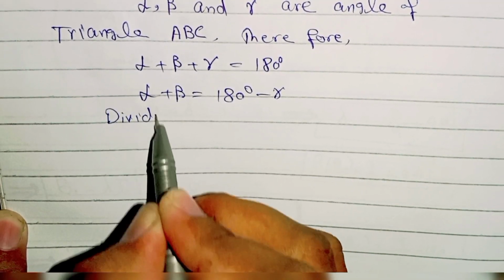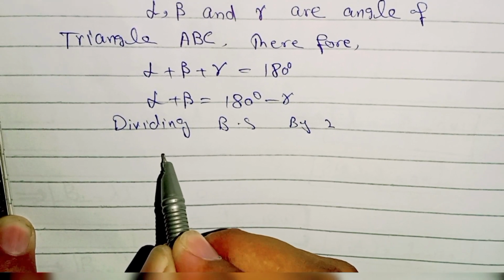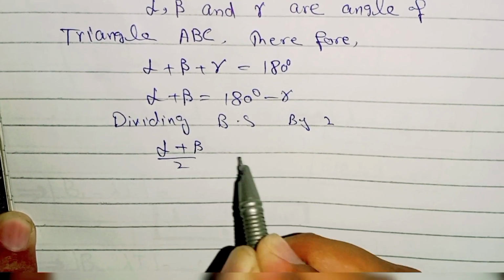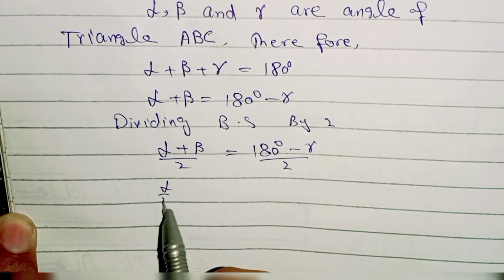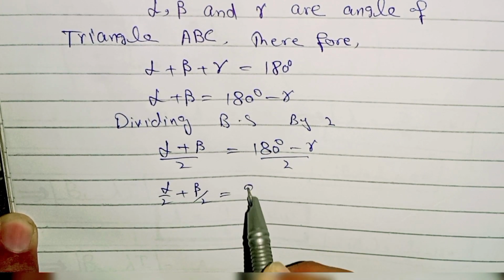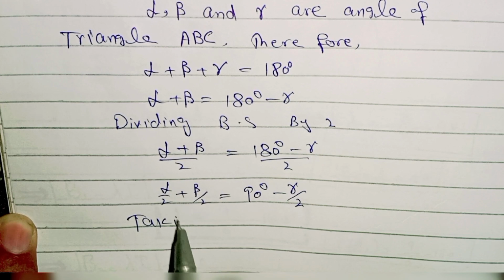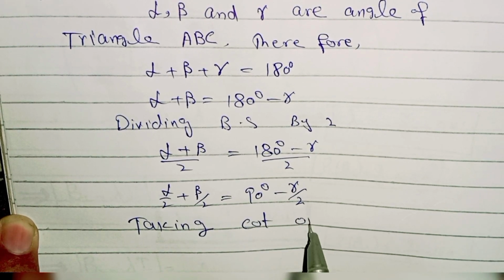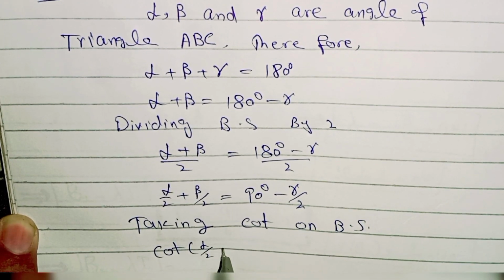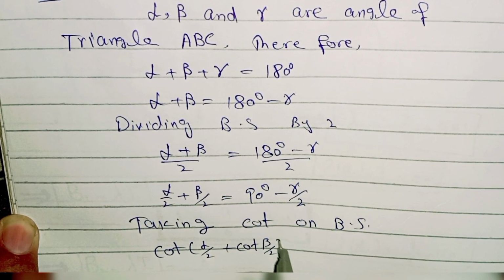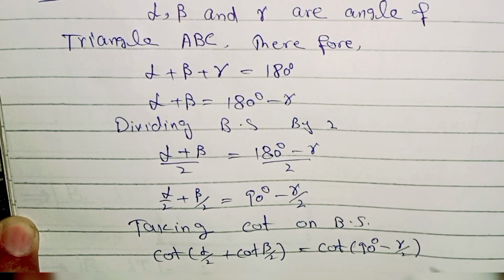dividing both sides by 2. Alpha plus beta over 2 is equal to 180 degree minus gamma over 2. Alpha over 2 plus beta over 2 is equal to 90 degree minus gamma over 2. Taking cot function on both sides, cot alpha over 2 plus cot beta over 2 is equal to cot of 90 degree minus gamma over 2.